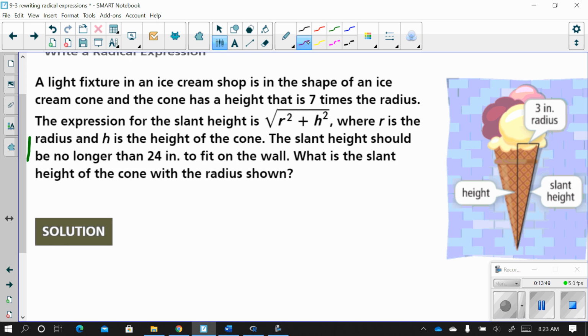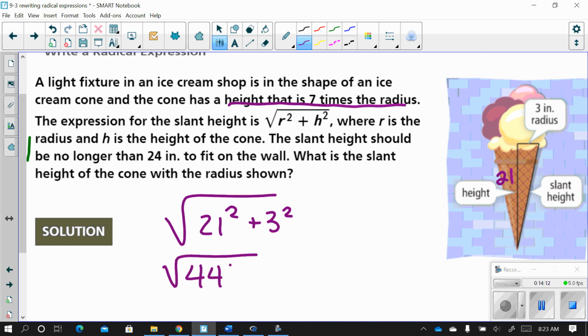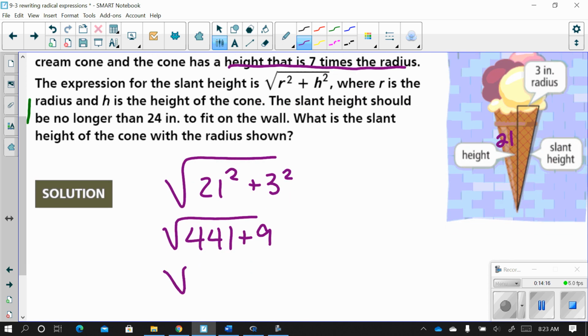Well, I know we have the square root of r squared plus h squared. It tells us our radius is 3. We also know that the height is 7 times the radius. So 7 times my radius would give me a height of 21. So I'm going to do the square root of 21 squared plus 3 squared. 21 squared is 441. 3 squared is 9. Okay, this gives me the square root of 450.